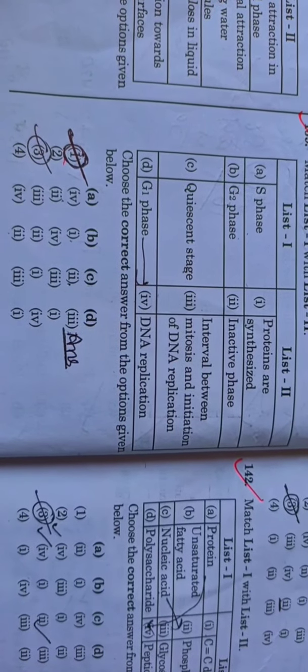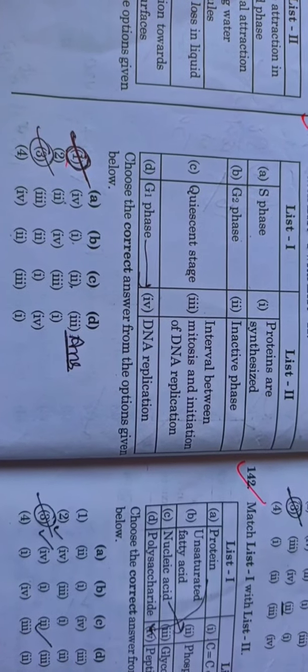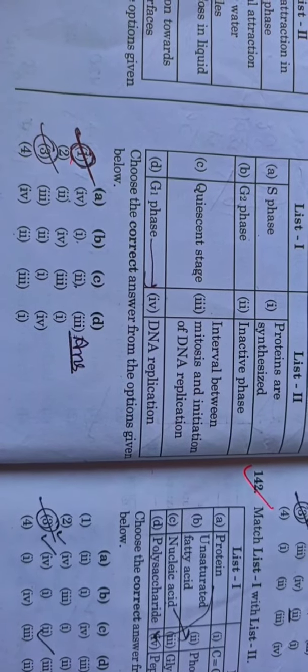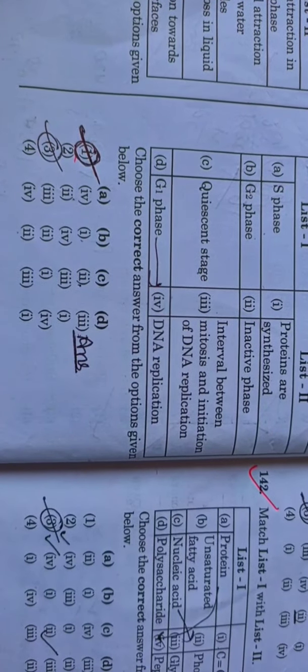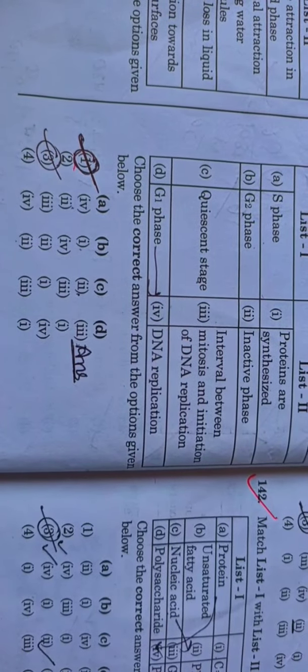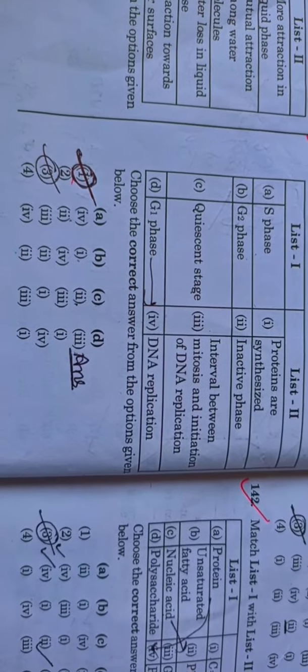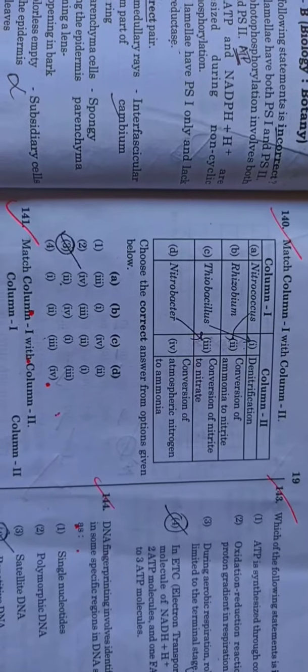Question number 139. Match list 1 with list 2. S phase is concerned with DNA replication. G2 phase is a phase where proteins are synthesized. And quiescent stage is an inactive phase of the cell cycle. Then D is G1 phase, and G1 phase is the interval between the mitosis and initiation of DNA replication. So option number 1 is the correct answer.